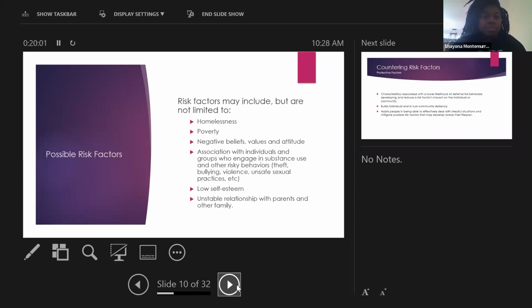So some examples of possible risk factors that we have are things such as homelessness, poverty, low self-esteem, unstable familial relationships. These things are likely to cause an increase in substance misuse or substance use. That's not to say that they always will, but it has been found that exhibiting more and more risk factors has been associated with increased substance use or misuse.